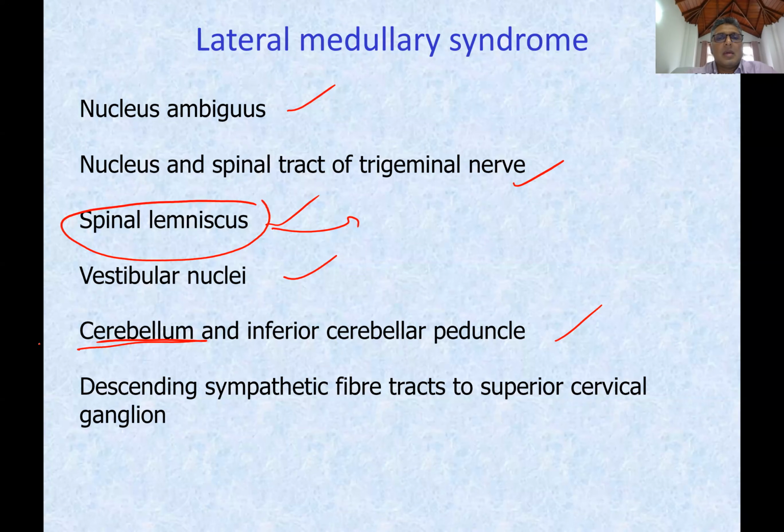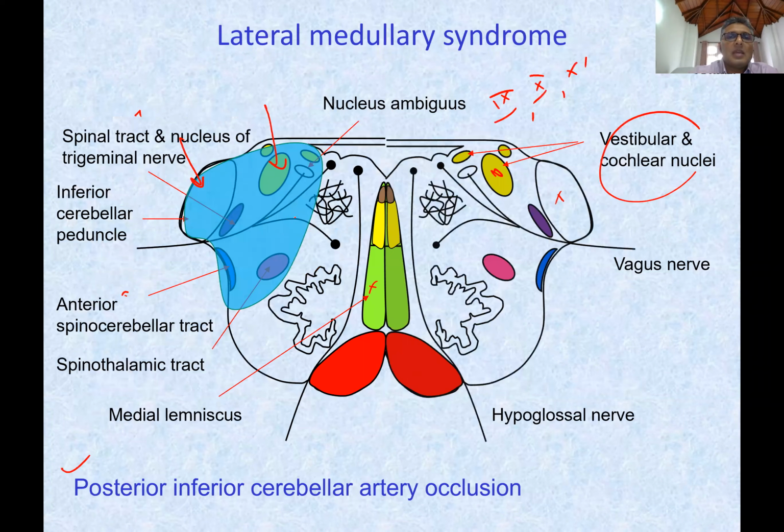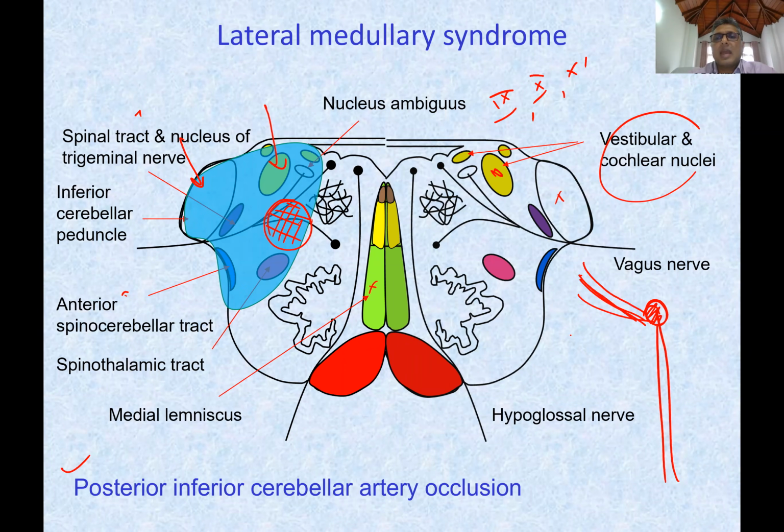Then what you could not see there was the sympathetic nerve fibers. In that area you get descending sympathetic tracts coming from the hypothalamus or somewhere, going into the superior cervical ganglion. The superior cervical ganglion is the one that supplies the head and neck with sympathetic fibers. It is the upper end of the sympathetic chain in the neck, and it gets upper motor neurons from higher centers. So these can get affected due to lateral medullary syndrome.